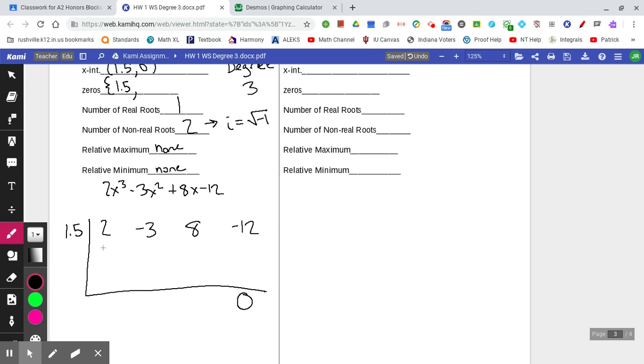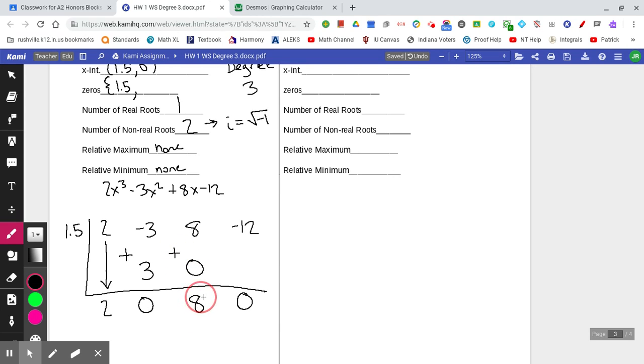The way that synthetic division works is you always bring down the very first leading coefficient, which is positive 2 in this case. Then you multiply the divisor times what's outside the box. So 1.5 times 2 gives us positive 3. Inside, we combine: negative 3 plus 3 gives me 0. That doesn't always happen, but in this case it did. Then we multiply 1.5 times 0, which gives me 0, and inside we combine: 8 plus 0 gives me 8.